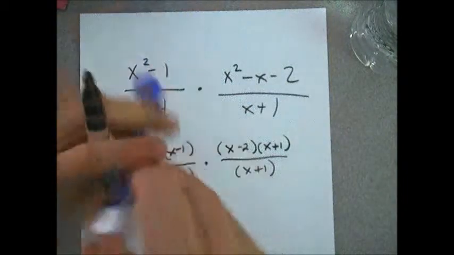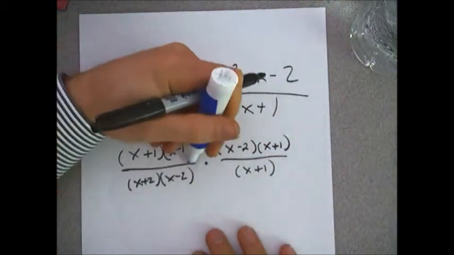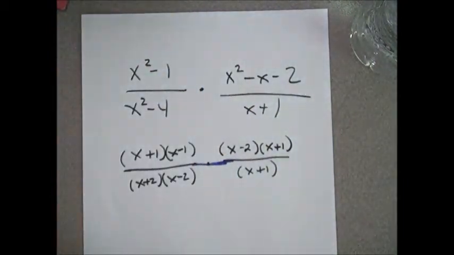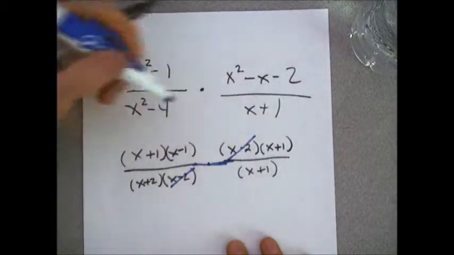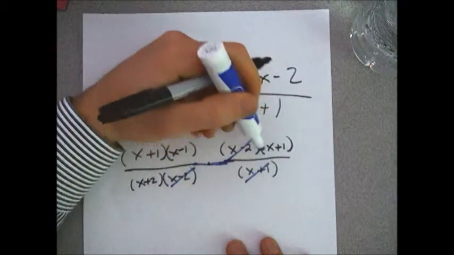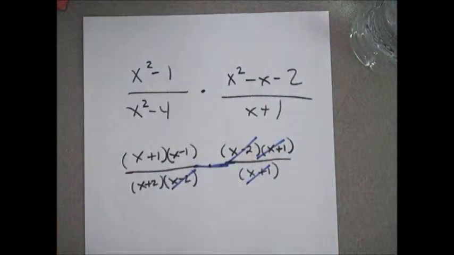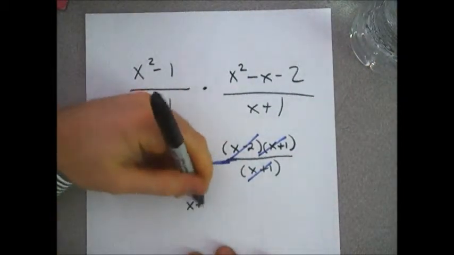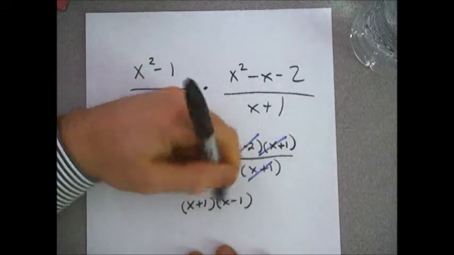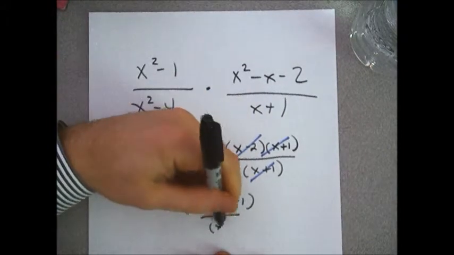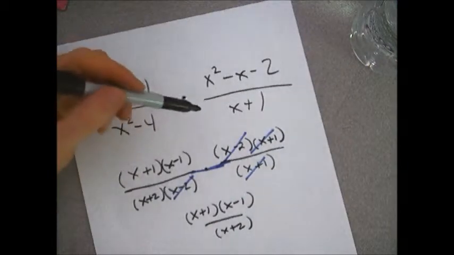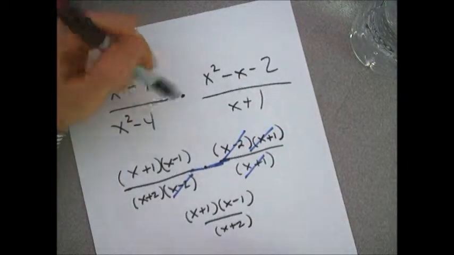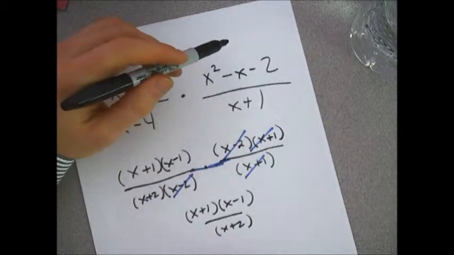Now you draw a line, connect the dots, draw a bridge. And now I cancel. What can I cancel? I see x minus 2 and an x minus 2, cancel those two out. x plus 1 with an x plus 1. What are we left with? x plus 1, x minus 1, all over x plus 2. You are done. Division is the same exact thing, except what do you do to the second part? Flip it. You flip it and then multiply.